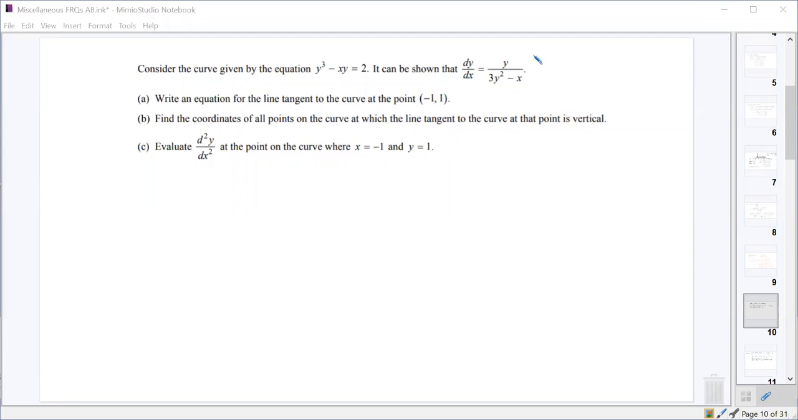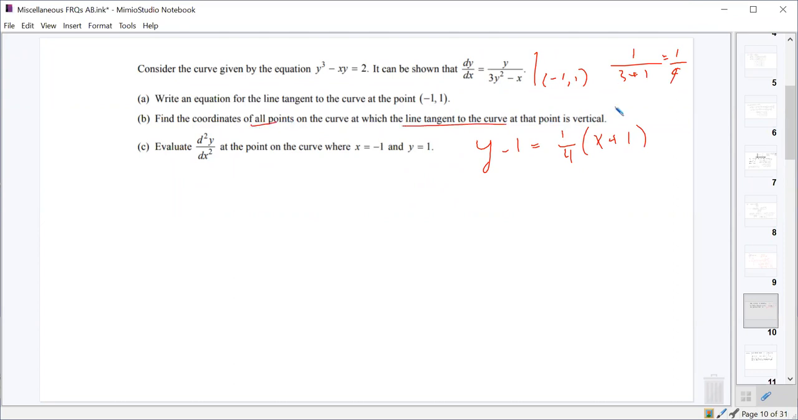So we have the point, we find the slope. That was easy. Plug in 1 for y, -1 for x. You get 1/4. Equation is y minus 1 equals 1/4 times x minus -1. Good? Part A, easy. Okay. Part B, also easy. Find the coordinates of all points on the curve at which the line tangent of the curve is vertical. If it's vertical, set the denominator equal to 0.